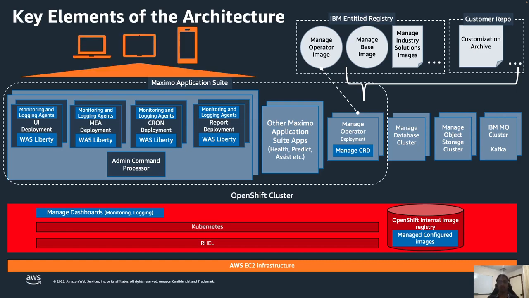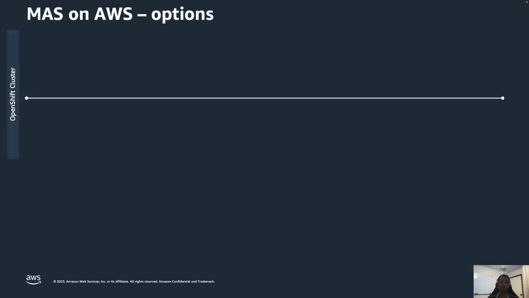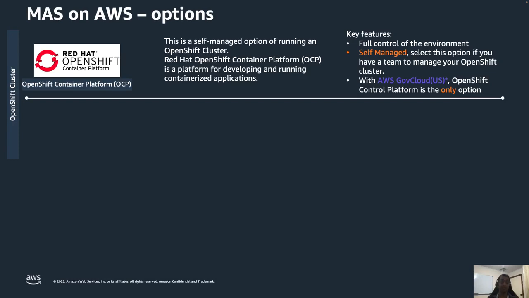All right, so now that we know that there are essentially these two components involved, which are the OpenShift cluster as well as Maximo Application Suite, right? Let's see how customers as well as partners can install them on AWS. Let's explore a few options there. All right, so let's look at the OpenShift cluster.